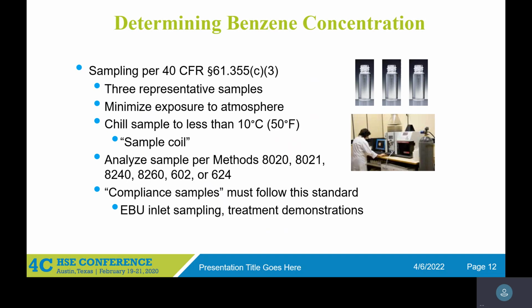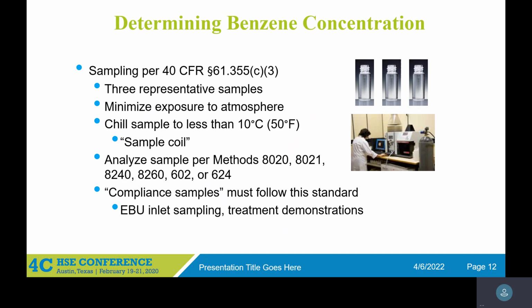So you can determine benzene multiple ways. It doesn't have to be just by sampling, but you do want to sample the main streams, the high flow streams. If you want to, you can sample and you don't have to do it by the regulation, because that's also called process knowledge. But if you are going to take a compliance sample that you're going to submit to the EPA, okay, you want to do it this way.